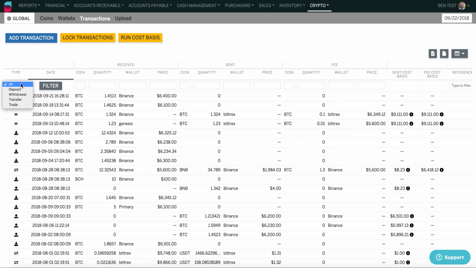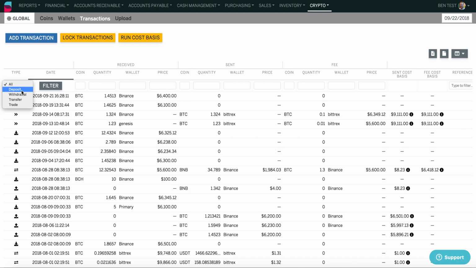Crypto transactions are either deposits, withdrawals, transfers, or trades. Deposits and withdrawals are anything coming into or leaving the SoftLedger ecosystem. So a transfer to a wallet in SoftLedger from an external wallet would be considered a deposit.